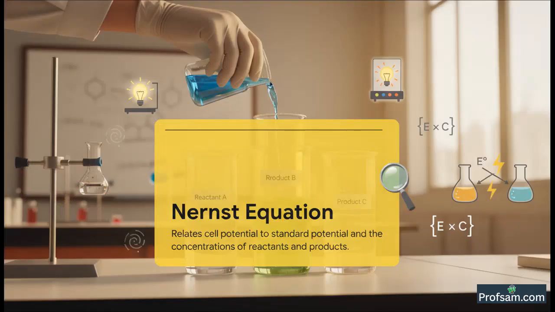Now, for your exams, this is the definition you should remember. The Nernst equation relates the cell potential, E, to the standard cell potential, E naught, and the concentrations of reactants and products. It is the formula that connects the ideal voltage with the real voltage that you get in practice.